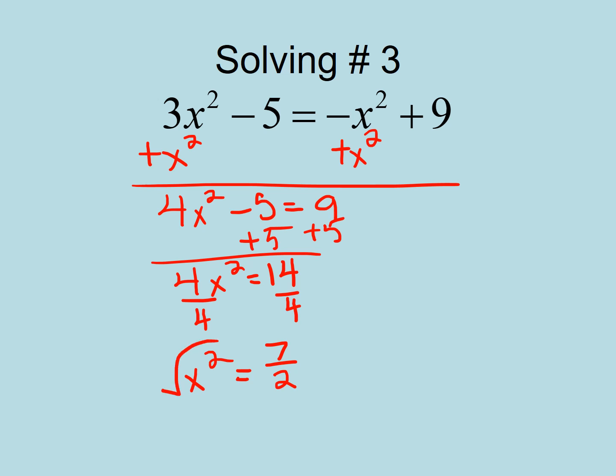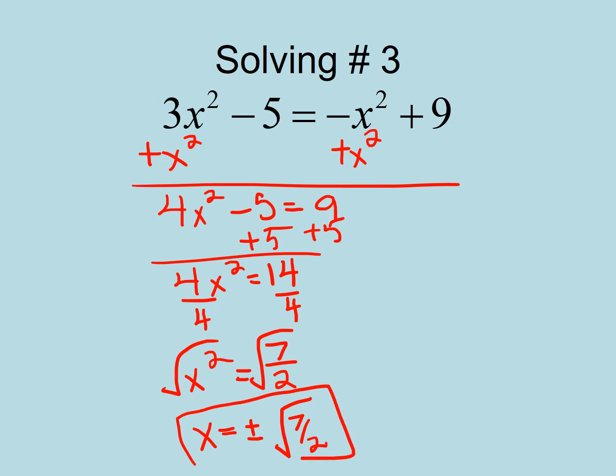Okay, now we take the square root. So we have x is equal to plus or minus the square root of 7 halves. And that would be my final answer. You guys can leave it like that, or you can rationalize the denominator. I don't care. If you have questions about rationalizing the denominator, you can ask me in class.